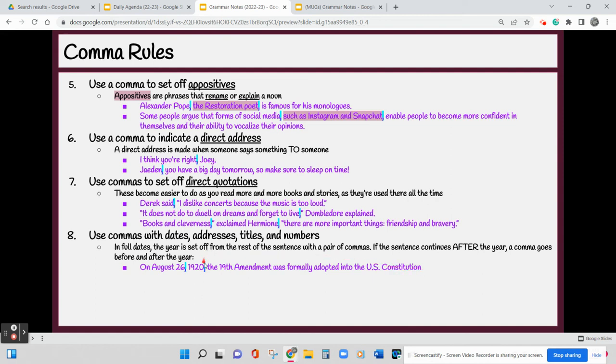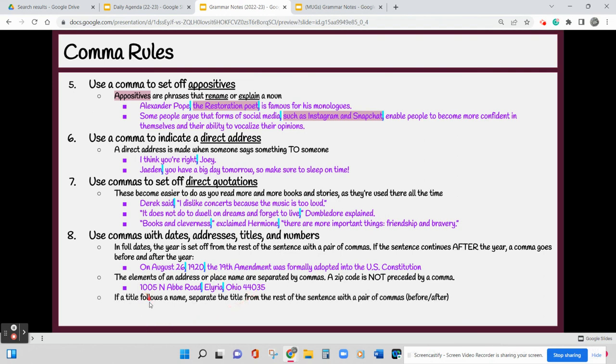My bad. The reason why we have to have the second comma is because the sentence is continuing after the year. Now, if the sentence said, the 19th Amendment was formally adopted into the United States Constitution on August 26th, 1920, you would put a period at the end instead. When dealing with an address or place name, we separate those as well with commas, but the zip code is not preceded by a comma. So our address is 1005 North Abbey Road, Elyria, Ohio, and then the zip code.